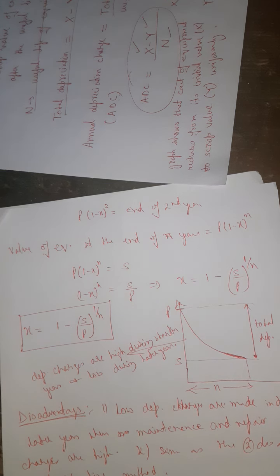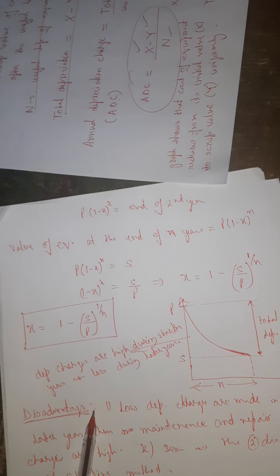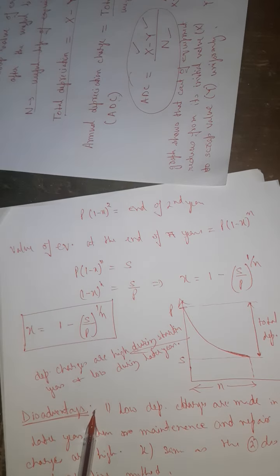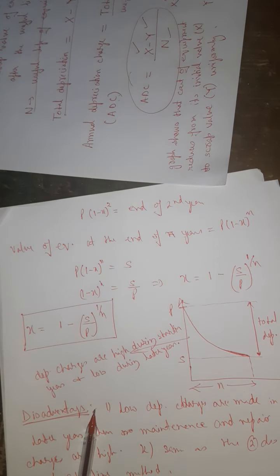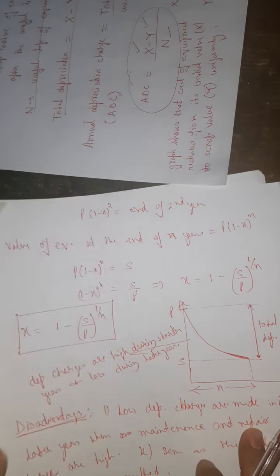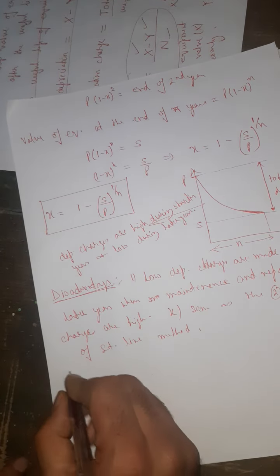So we are again not considering interest in this type of method. Whatever amount you take as depreciation at the end of the first year, what interest it can gain in the bank by the end of the second year is not considered here. So the interest part is again omitted. Let us study the third method of calculating depreciation, which is called the sinking fund method.